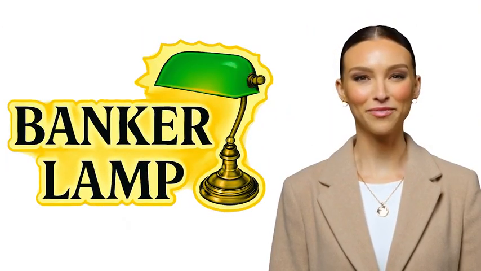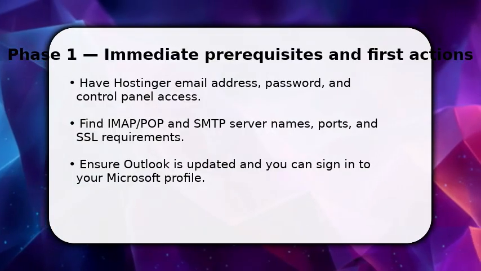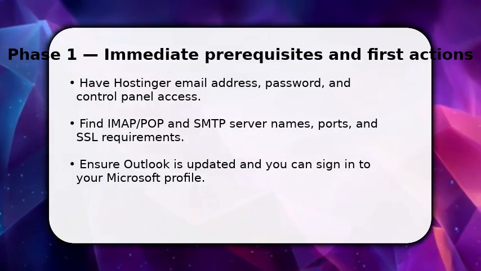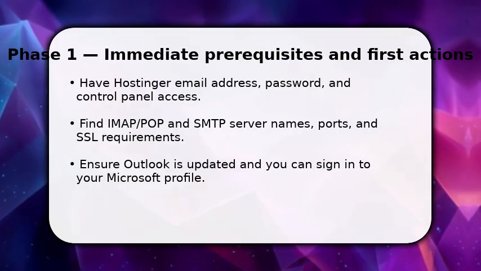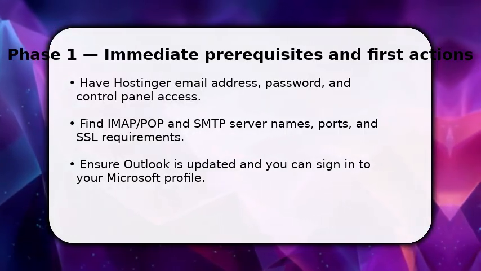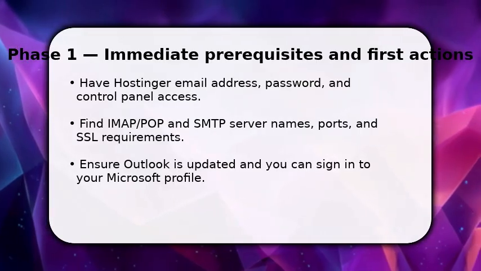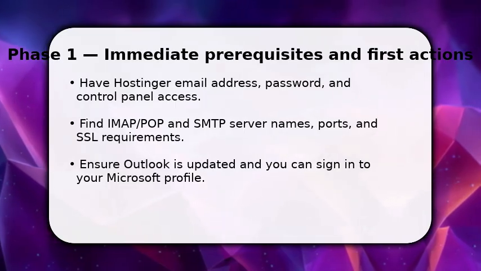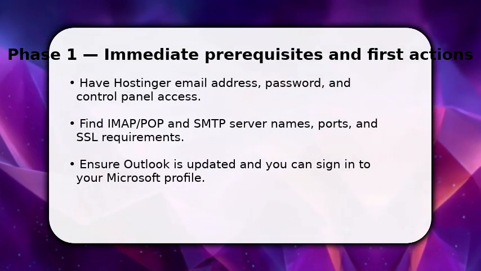Please enjoy the video. You start by gathering credentials and Hostinger mail settings now. Log into Hostinger and copy your email address, password, and the mail server details, incoming and outgoing hosts, ports, and whether SSL/TLS is required. Open Outlook and confirm it's updated so features match the instructions.